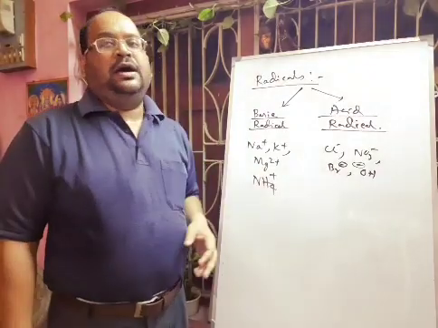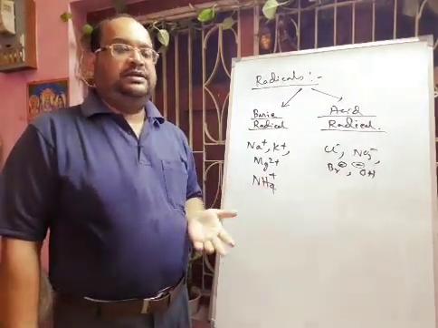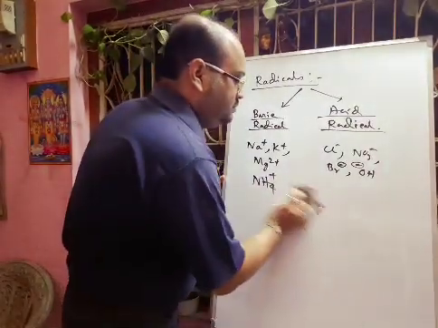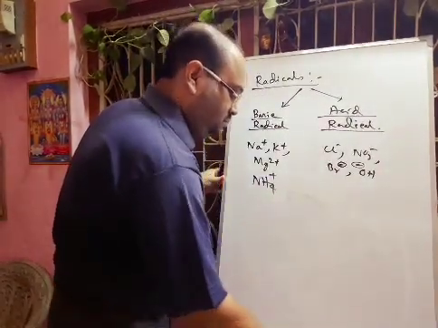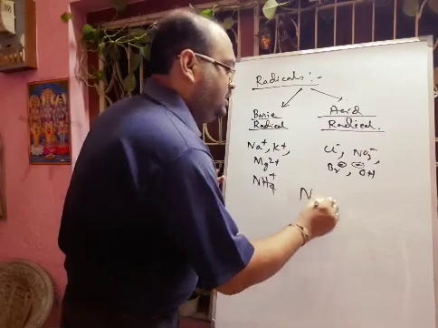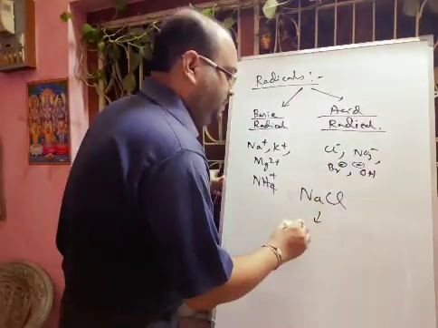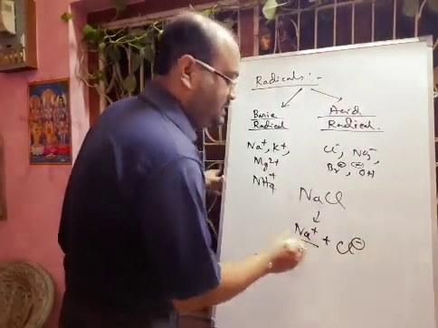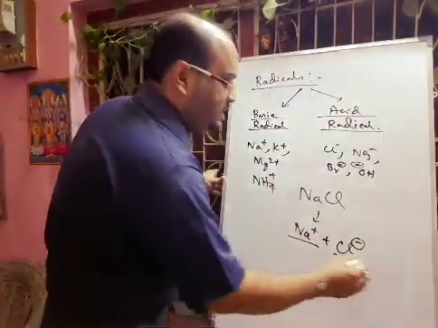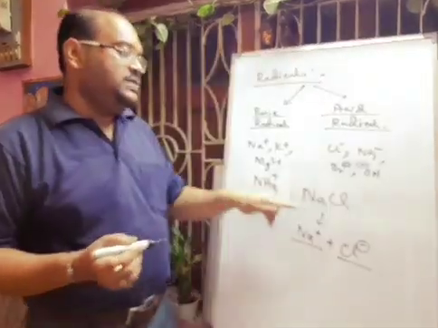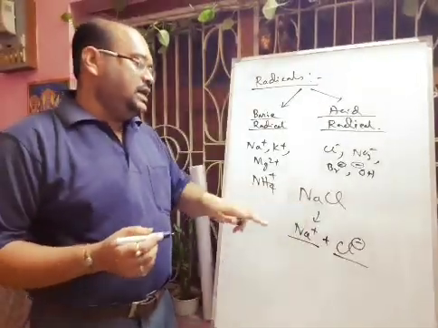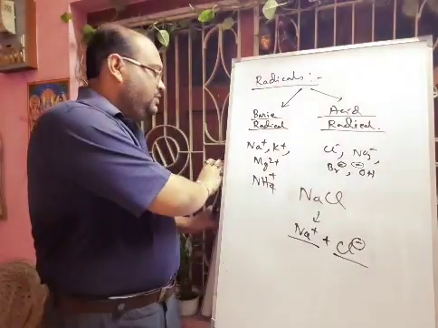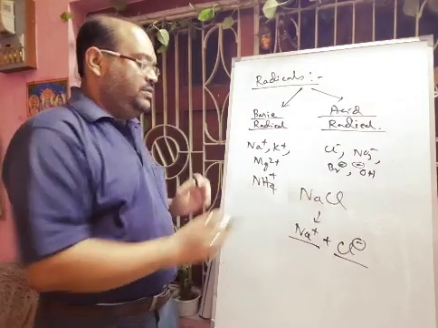We can think about sodium chloride. In case of sodium chloride, it is made up of Na plus and Cl minus. So Na plus is the basic radical and Cl minus is the acid radical. Generally it is the convention. We always write the positive charge at first, that means basic radicals at first, and then we will write the acid radical. Hope you can understand.